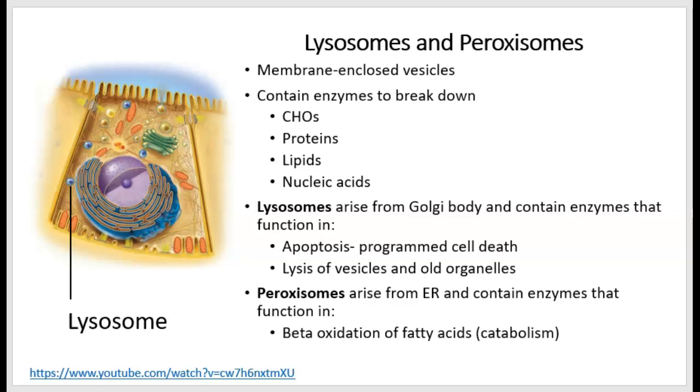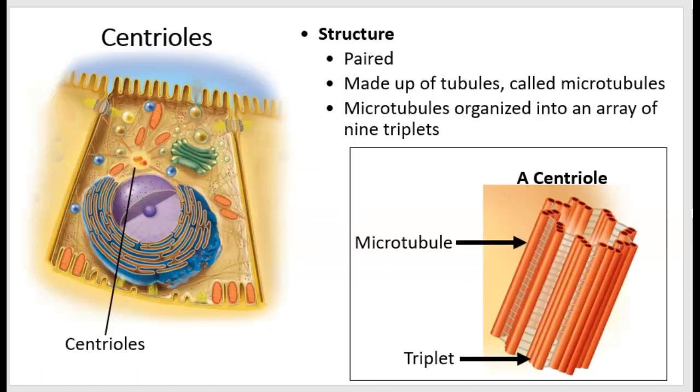Peroxisomes usually function in breaking down fatty acids, and this process of fatty acid catabolism is known as beta oxidation. We are done with talking about membrane organelles, and now I will talk about those that are not membrane bound.